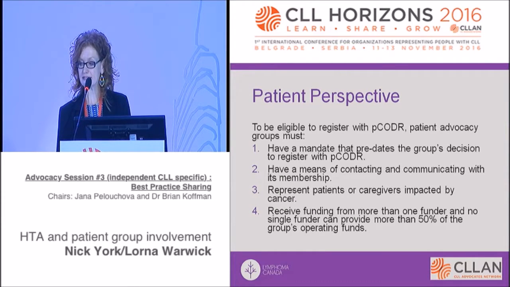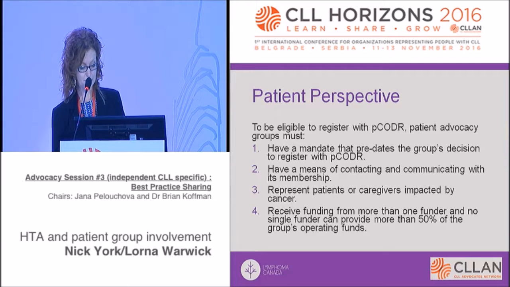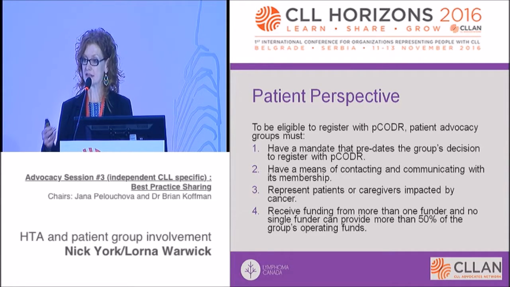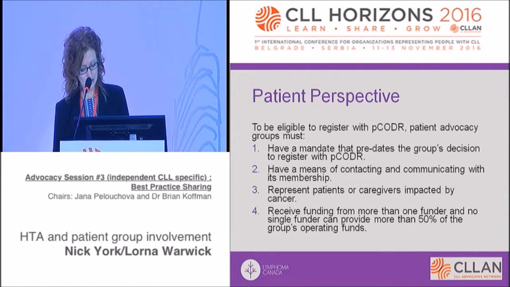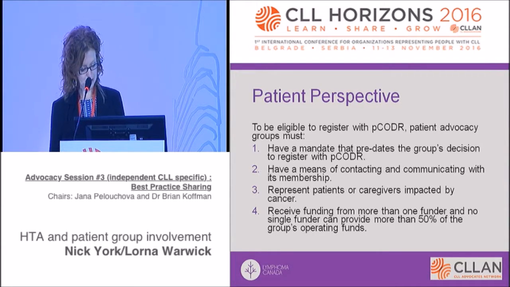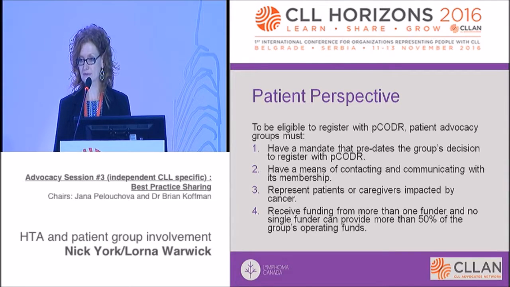So we as patient organizations can register to advocate, but you must have a mandate that predates the group's decision to register with pCODR. So you can't just decide when a drug comes to the pCODR approval process that now you want to join and make a statement about this drug. You have to pre-register. You have to have a means of communicating with a wide number of patients, basically. You must represent the patients or caregivers affected by the cancer that's being treated with the new medication, and you can't have funding from a single funder that's more than 50% of your budget.